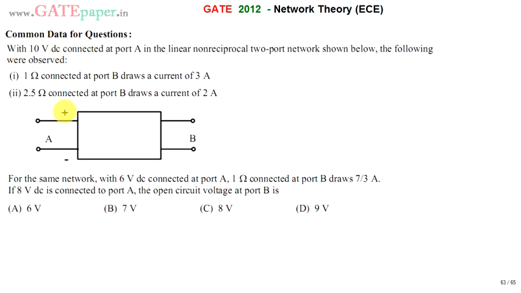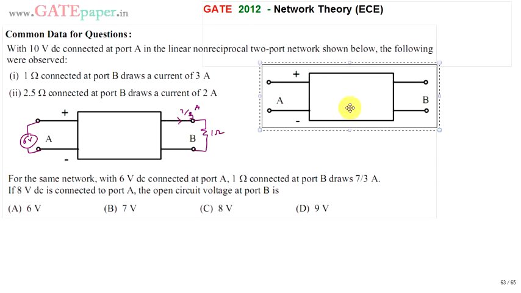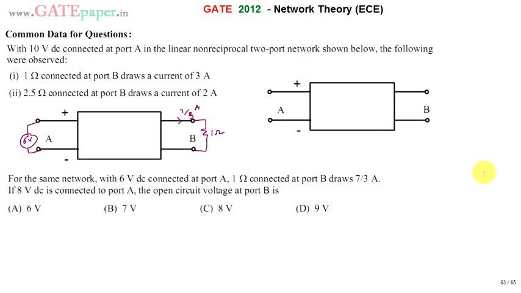If 6 volts is connected at port A and port B is connected with 1 ohm, then the current drawn by this one is 7 by 3 amperes. And the next case that is asked, so the second case is given like this.